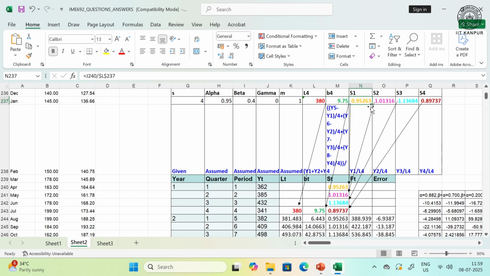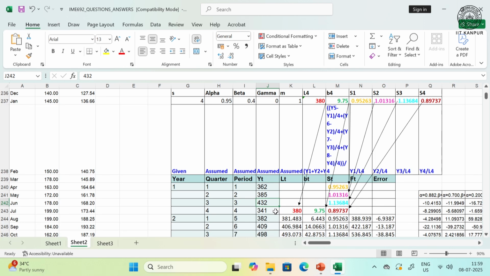If I consider the values, S1 would be the value of J40, which is 362, that is Y1, divided by L327, which is the L4 value, 380. Similarly, the next value S2 would be 385, which is Y2, divided by 380, which is L4. The next value would be 432, which is Y3, divided by L4, which is 380.